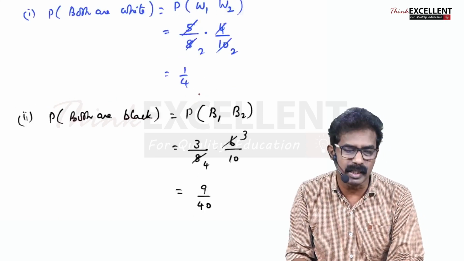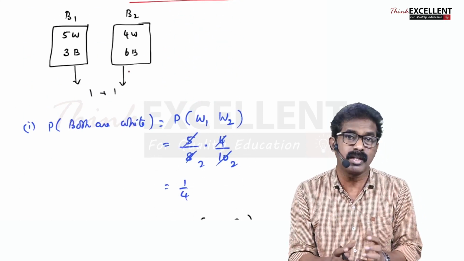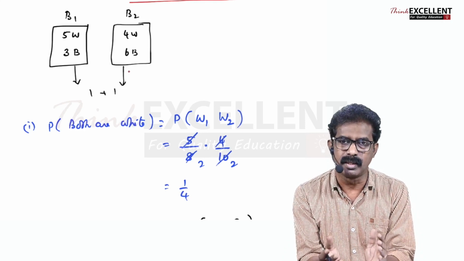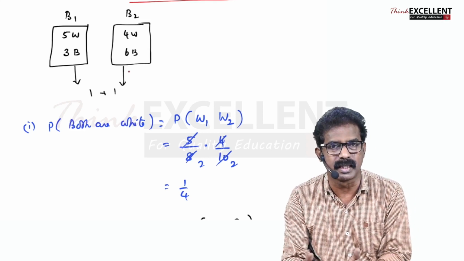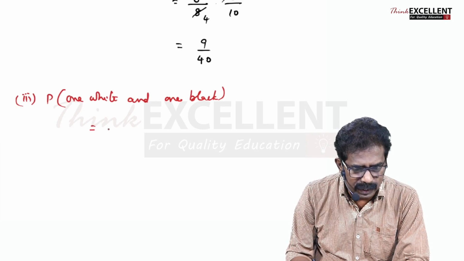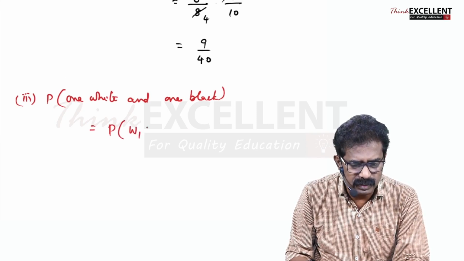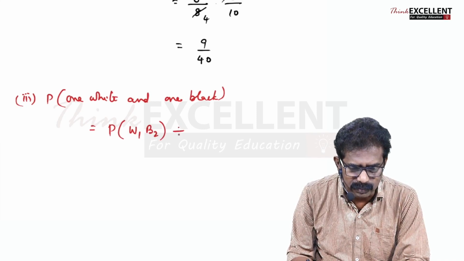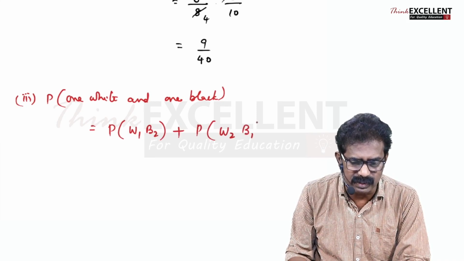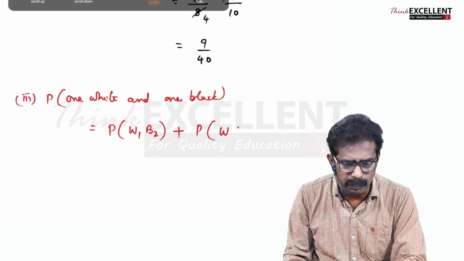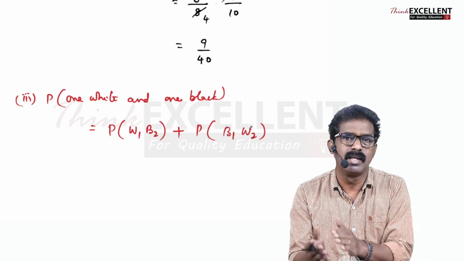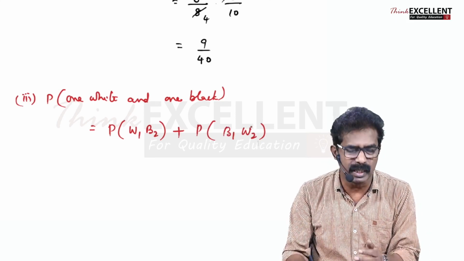Here actually there are 2 cases. One white, one black. From where you should get white? Nothing mentioned. So white from the first, black from the second, or black from the first, white from the second. In both the cases you are getting one white and one black, right? So you can write it as white from the first, black from the second, or plus, white from the second and black from the first. Or you can write in the reverse order: black from the first and white from the second. White, black, or black, white. You are getting one white and one black.